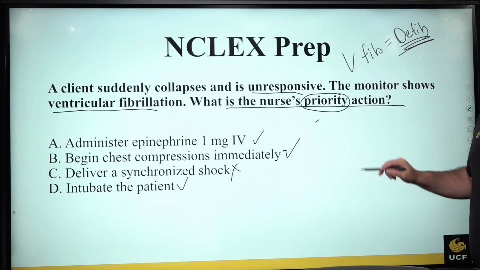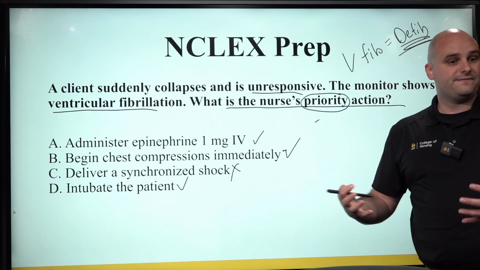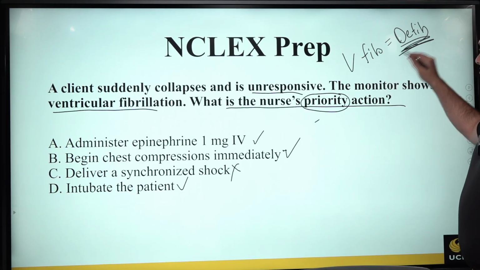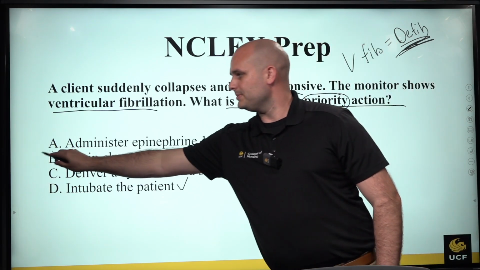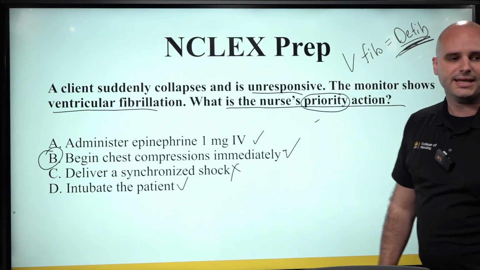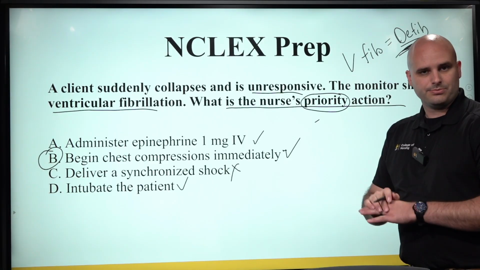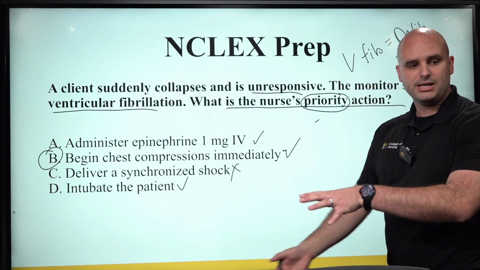So after, if DFib is not an option, right, because DFib is the only thing that's going to get them out, we're going to begin chest compressions while we go get that AED, right? So we start chest compressions, get the AED, put the pads on, immediately shock.